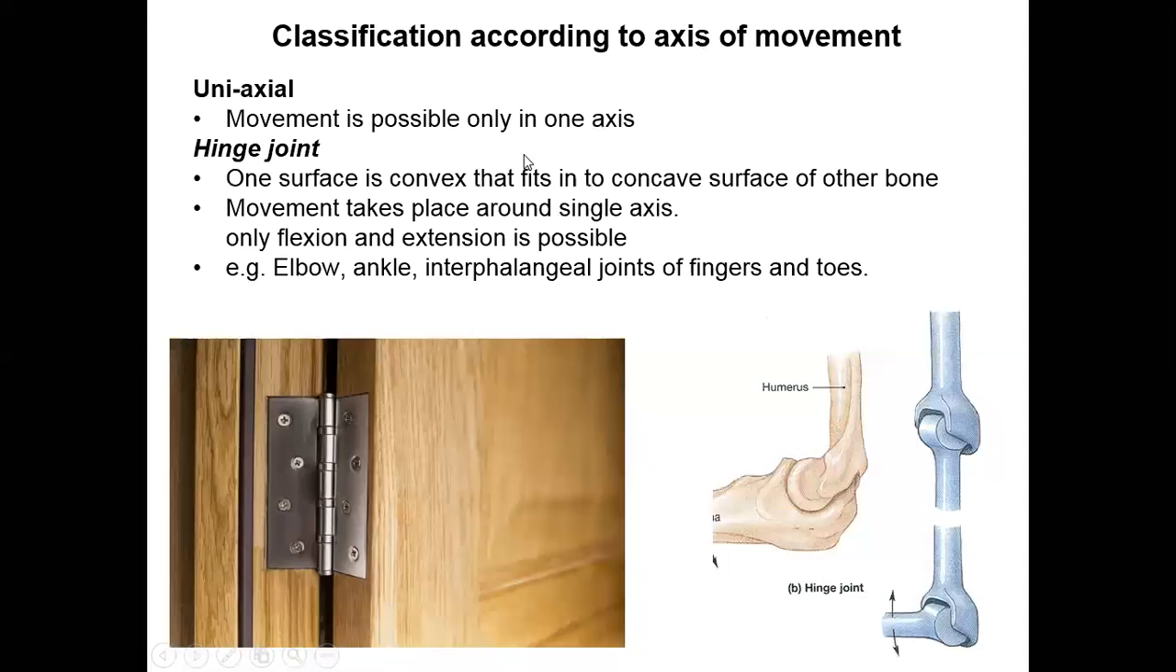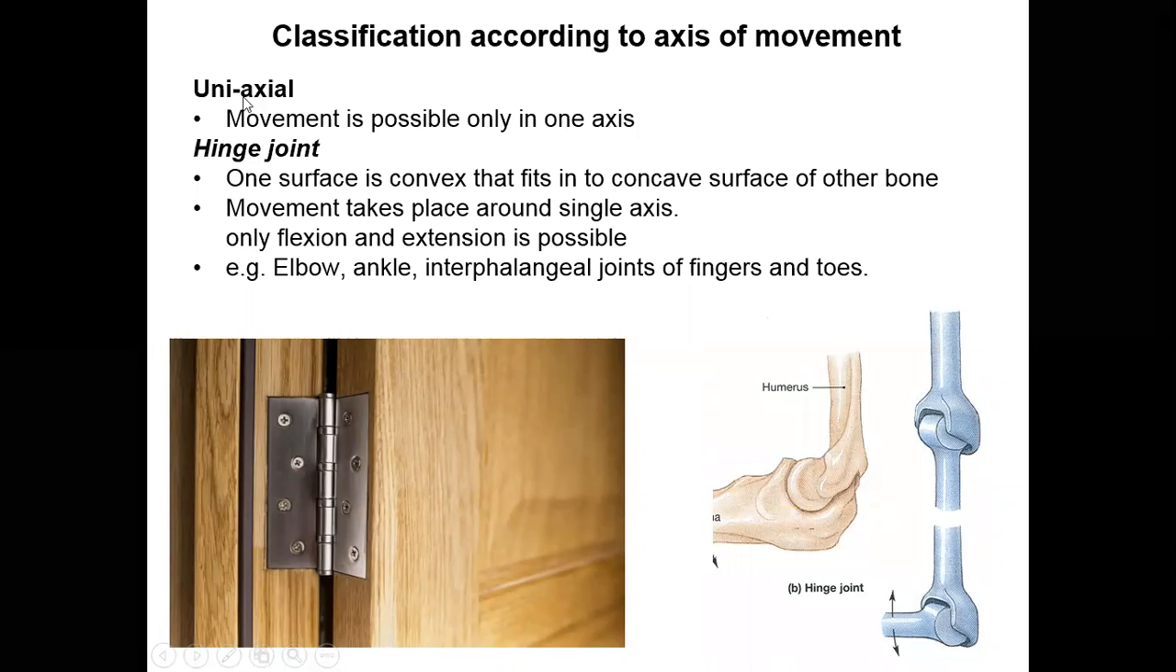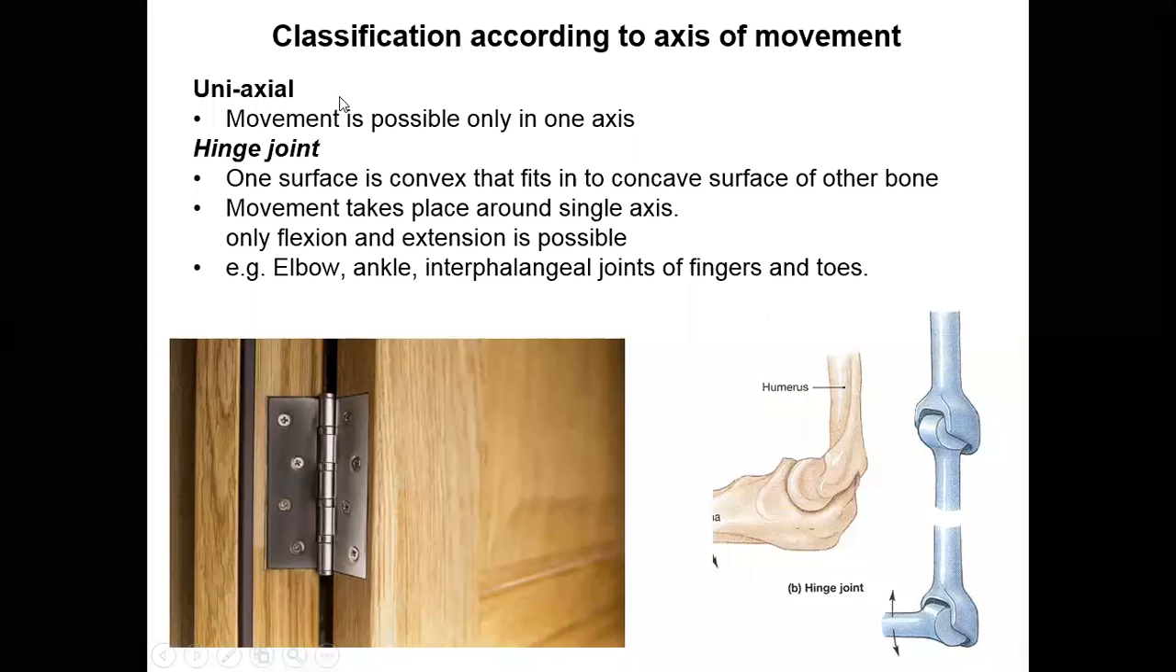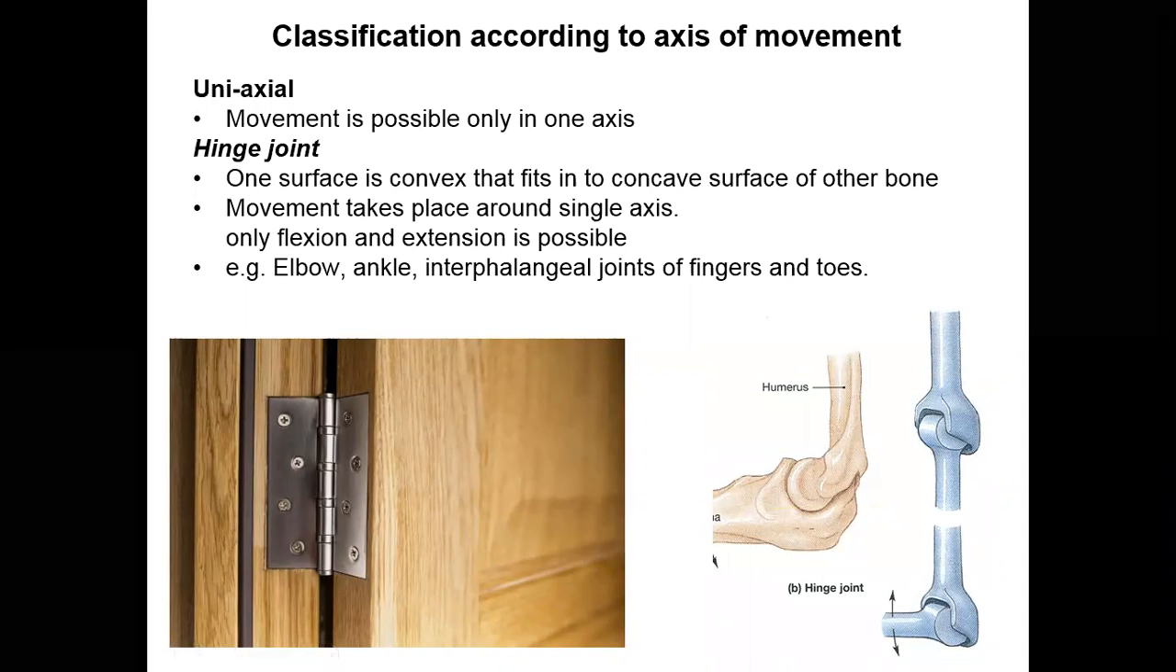Now coming to the next classification, this is according to axis of movements, and we are also going to see the articular surfaces, how the articular surfaces look. Based upon that, we are going to divide synovial joints into different types. So uniaxial. Now it's very simple. Uniaxial movement is possible only in one axis. There are different axes in the body. So here the movements are going to be in a single axis.